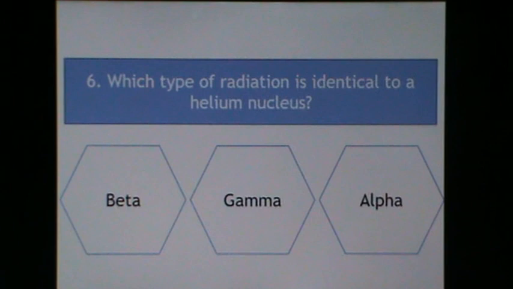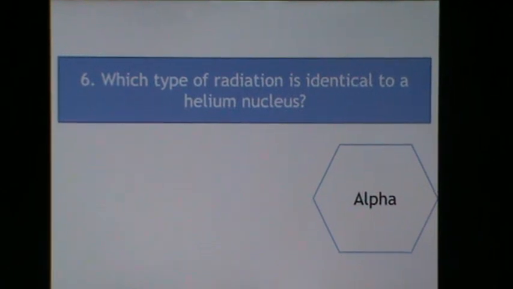And final question, number 6. Which type of radiation is identical to the helium nucleus? Beta, gamma or alpha? 3, 2, 1. The answer is alpha. Lesson over.